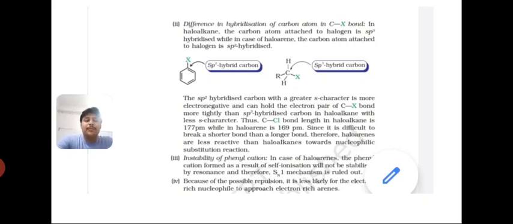Possible repulsion between the electron rich nucleophile and the electron rich arenes. So these are the 4 points on the basis of which we can say that haloarenes are less reactive towards nucleophilic substitution reaction than haloalkanes.